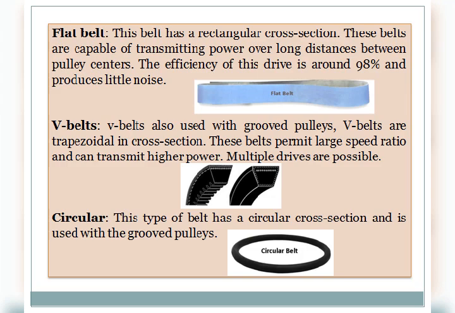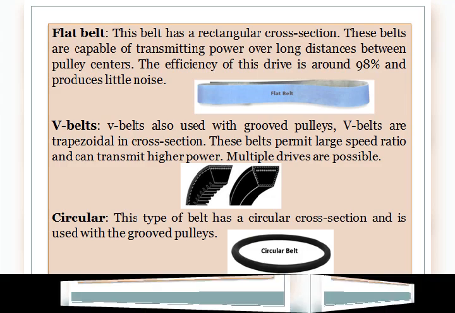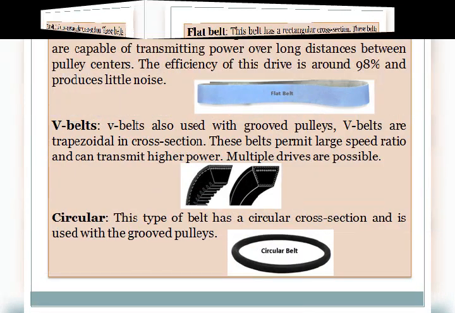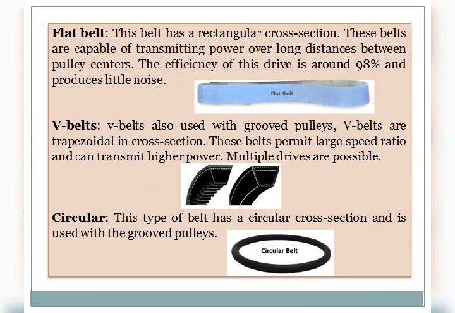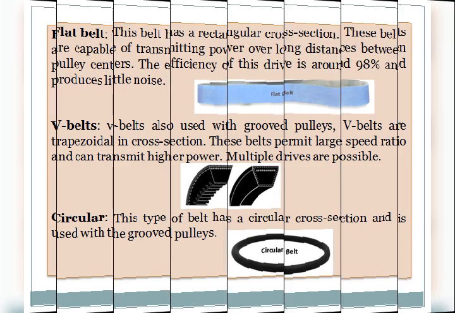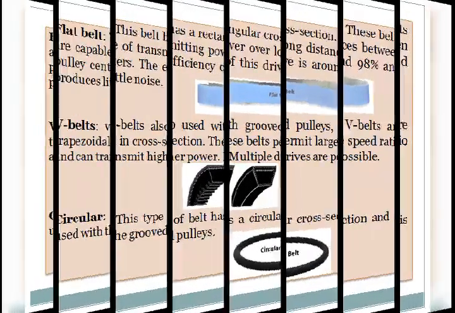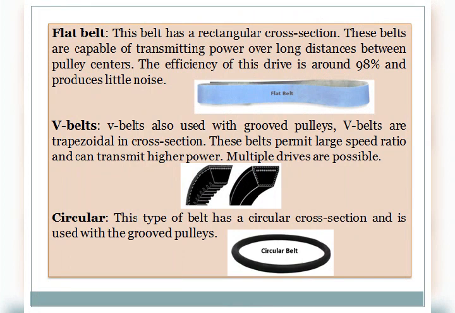Here it is possible to transmit more power because n number of belts we can use. Suppose if we are using flat belts in series, then there is a chance of rubbing between two or more belts used on the same common pulley. That can be reduced because here we are using grooves. So with V belts it is possible to drive multiple belts.